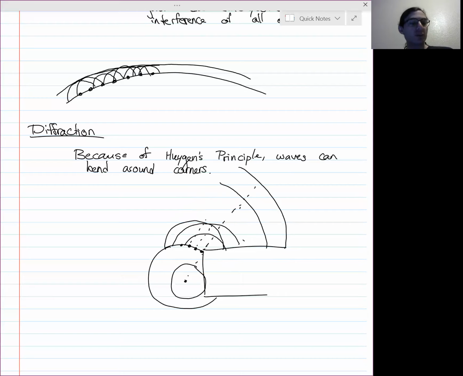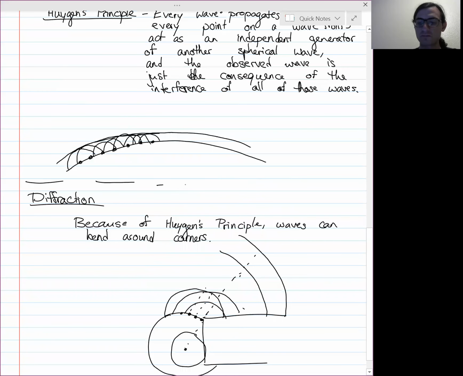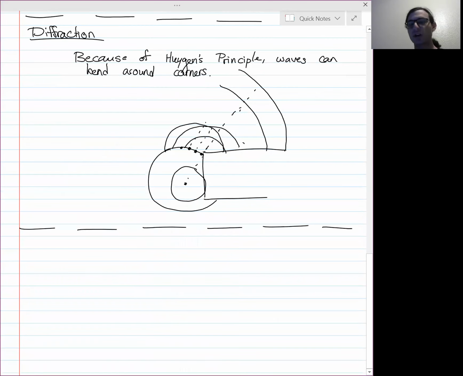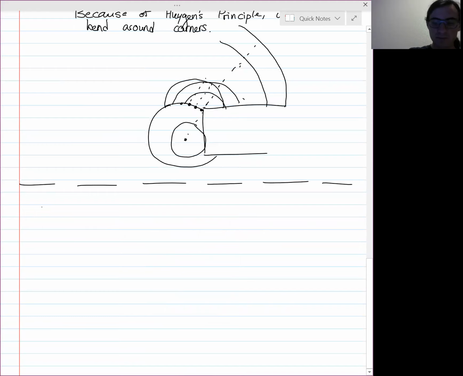And in fact, Huygens' principle is also responsible for another type of interesting interference called double slit interference. You can describe most types of interference with Huygens' principle. Double slit interference is a little bit more obvious though, and we can actually do a demo of it, which I will do in a sec. But first I need to describe it.